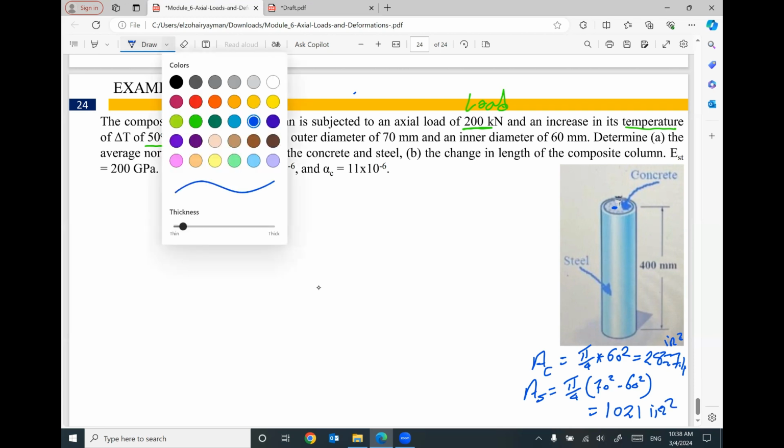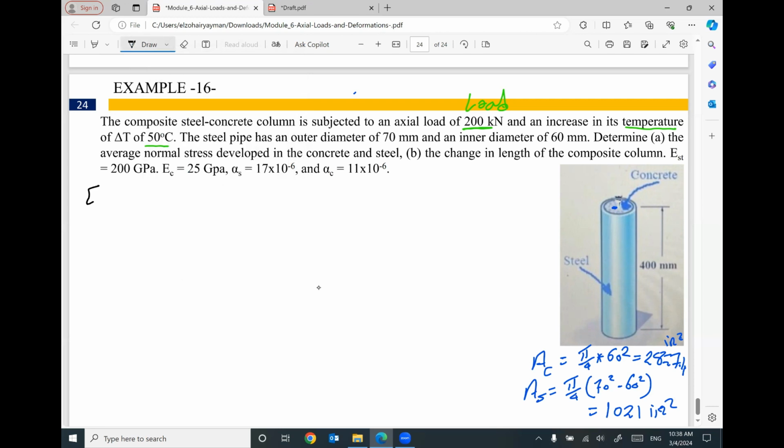So let's start with the effect of load. Effect of load in composite column, go back to the previous videos. I will say the steel will share a little bit. The concrete will share a little bit of the applied load. If you add the part shared by steel plus the part shared by concrete, both of them must equal the applied load, 200 kilonewton.